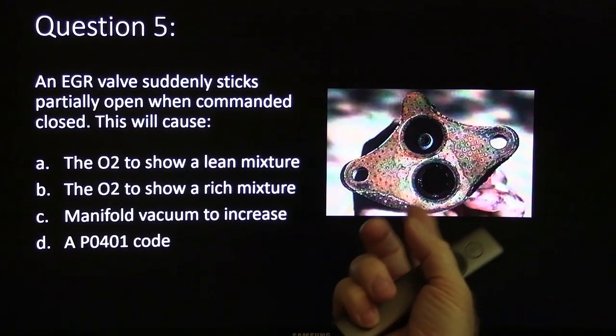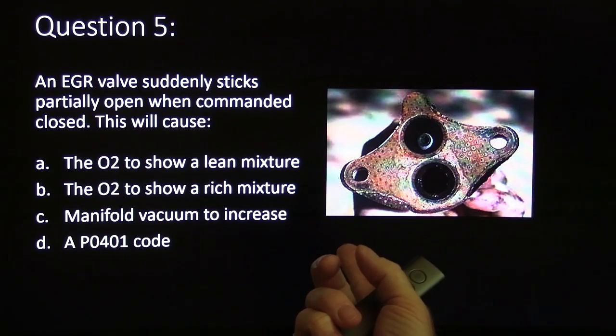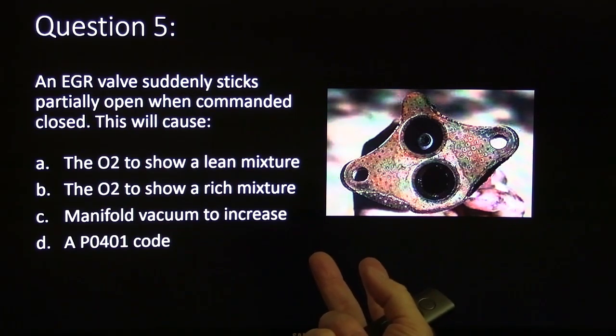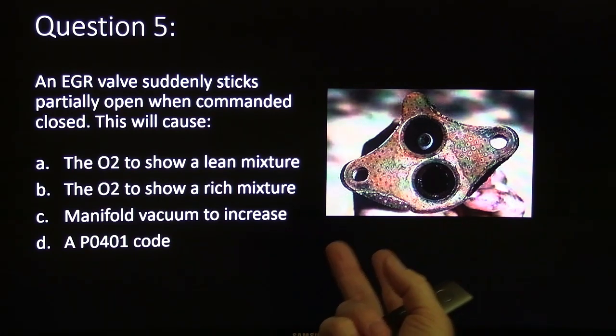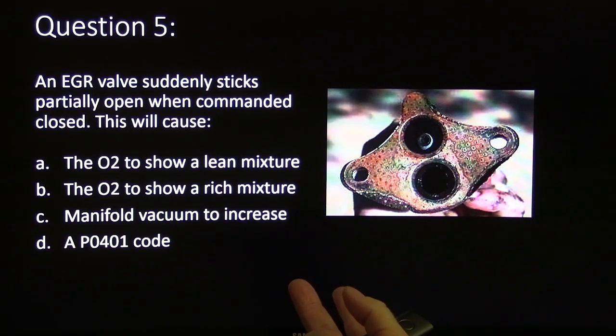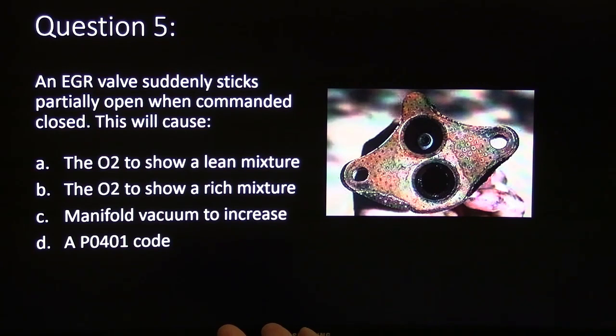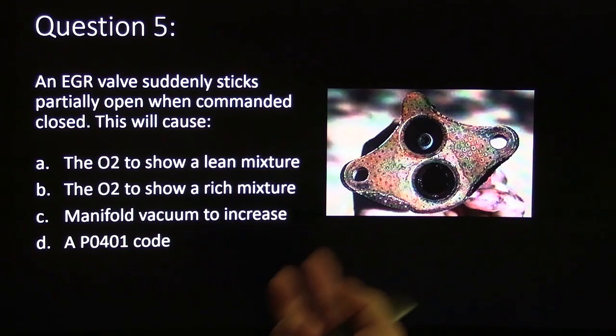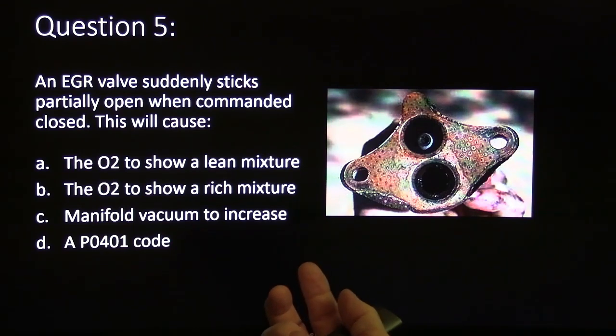The EGR valve suddenly sticks partially open when commanded closed. This will cause what? The O2 to show a lean mixture, the O2 to show a rich mixture, manifold vacuum to increase, or a P0401 code. You can pause these anytime you want to if you need to look at the answers. Of course, you know that.